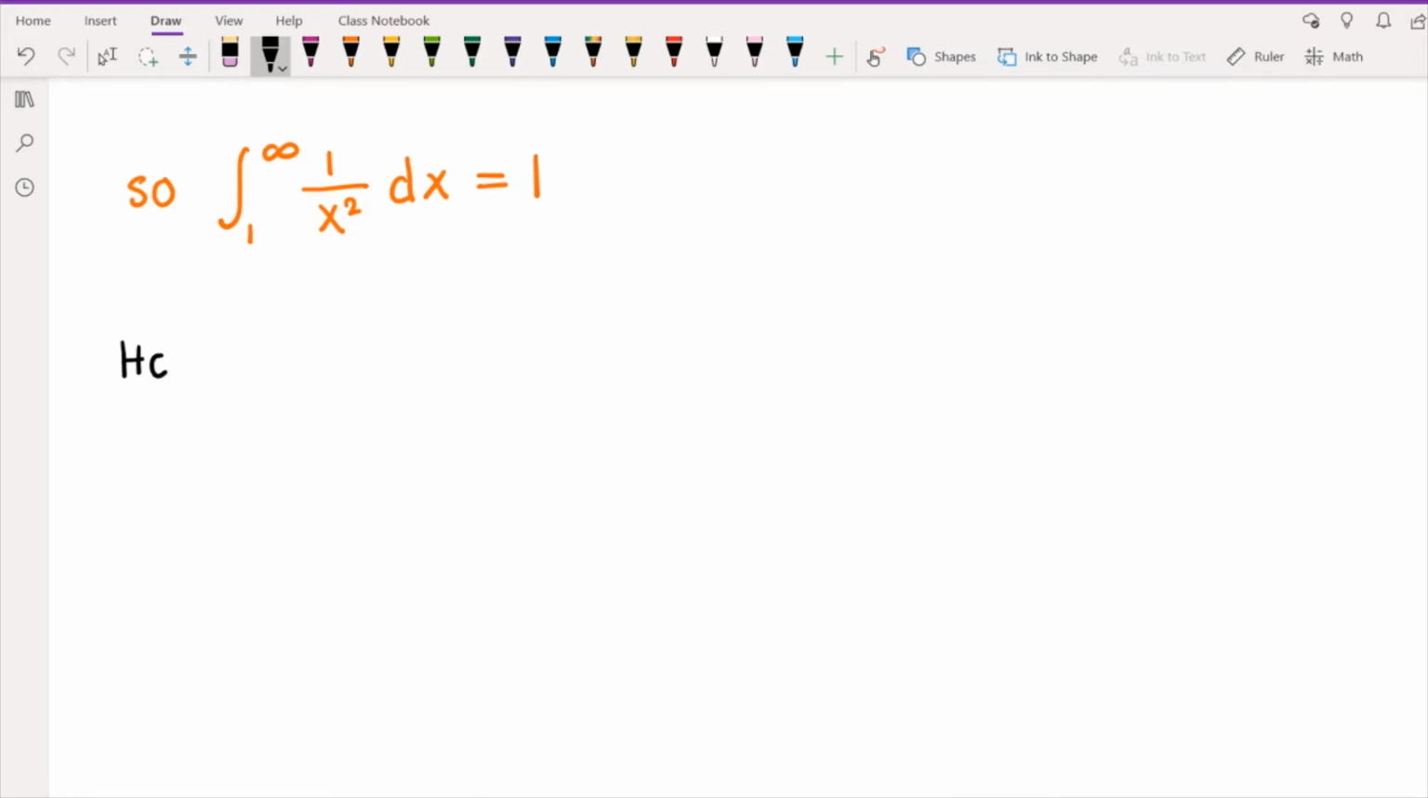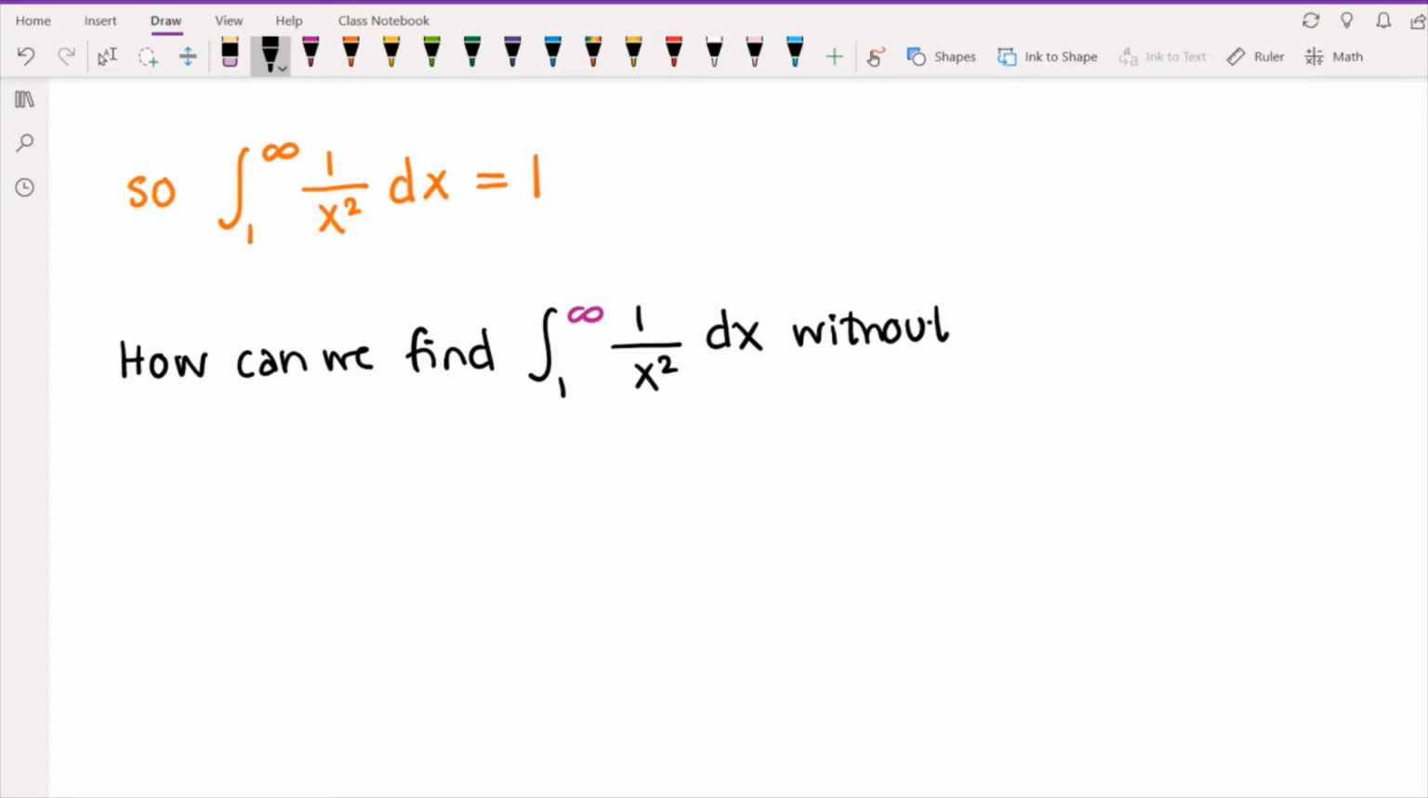So how can we find the integral from 1 to infinity of 1 over x squared dx without having to test numbers? And the answer is that we can use limits.